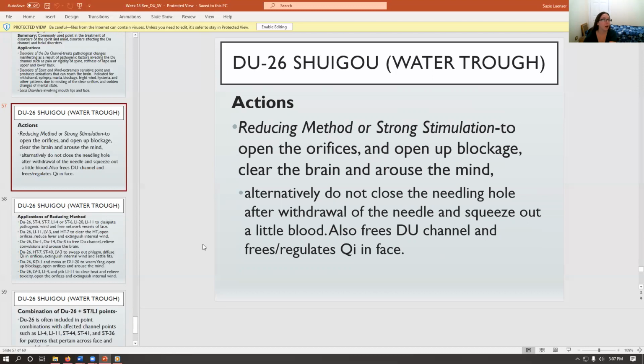But really, if you are using this for facial issues, it's going to be less strong stimulation for sure. You may even use the reinforcing method.